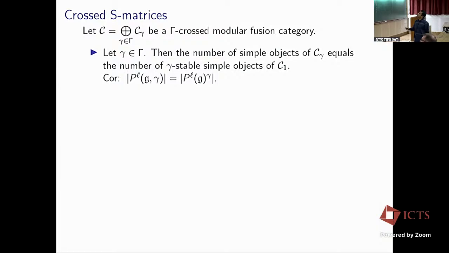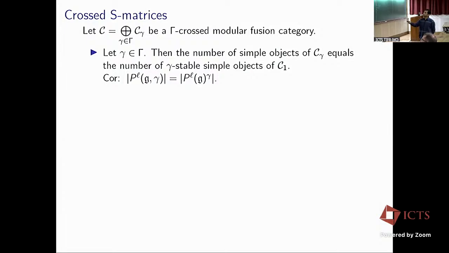One fact is that the number of simple objects in the gamma grade equals the number of gamma stable simple objects in the identity grade. This is a general fact about gamma crossed modular fusion categories. But as a curious corollary of this fact, we get a curious equality.